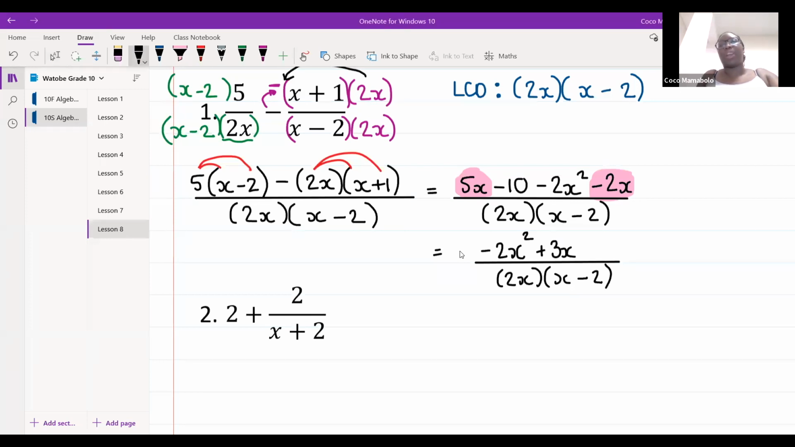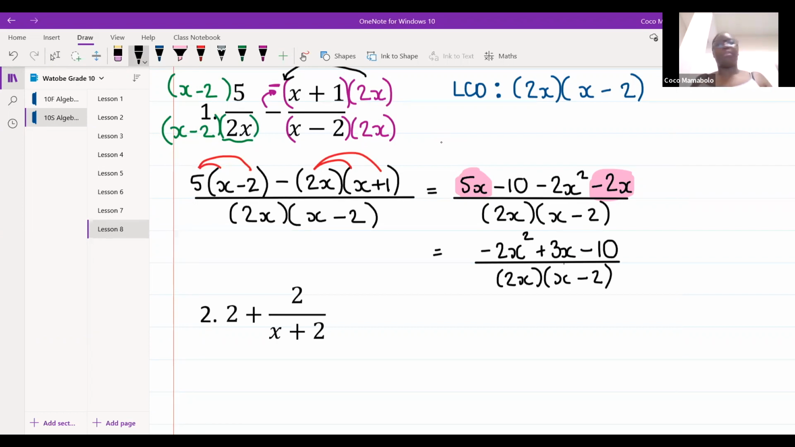And then what's left? What have I not written down? The negative 10. Good. Don't forget the negative 10. Put it in there as well. Okay. And Samuel, you've got the correct answer. You've just forgotten the squared. But that's perfect.